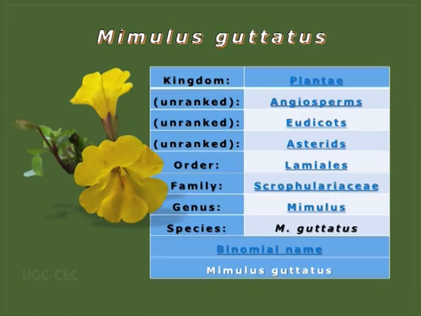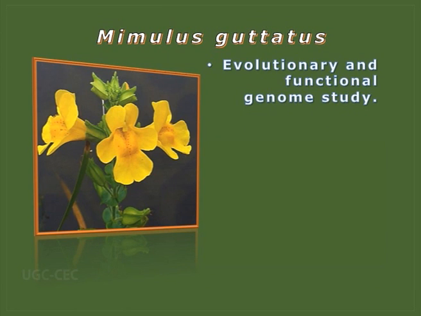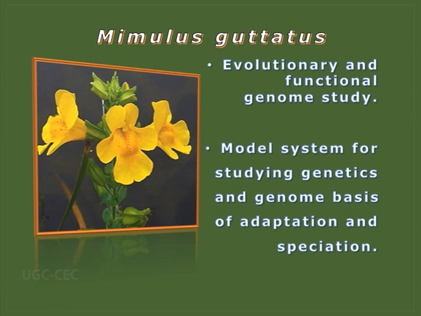Now we are coming to Mimulus guttatus. It belongs to the order Lamiales, genus Mimulus, and the species is Mimulus guttatus. It is mainly used to study evolutionary and functional genome studies. It is a model system for studying the genetics and genomic basis of adaptation and speciation.